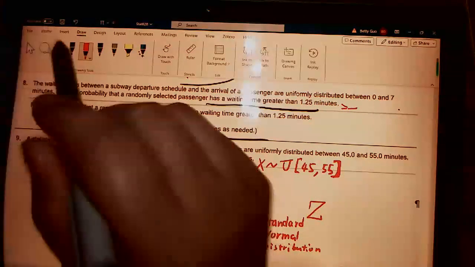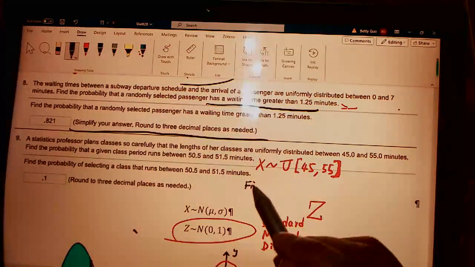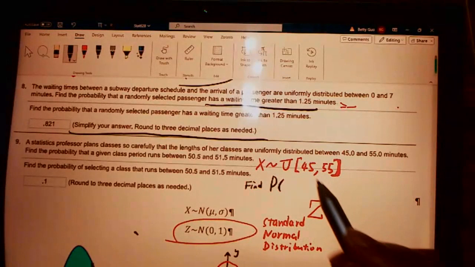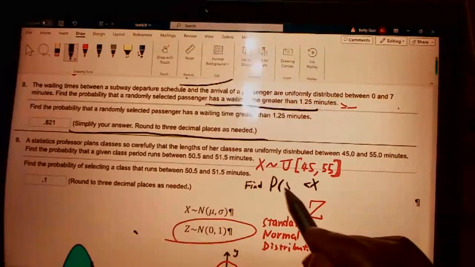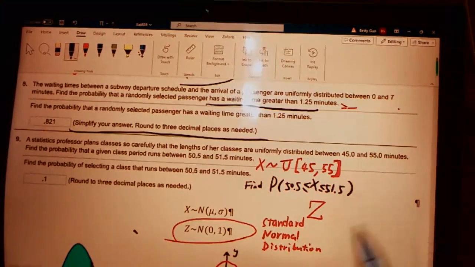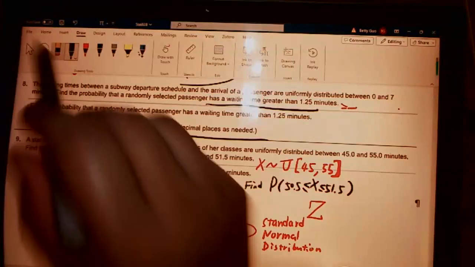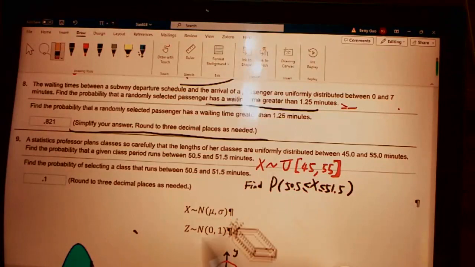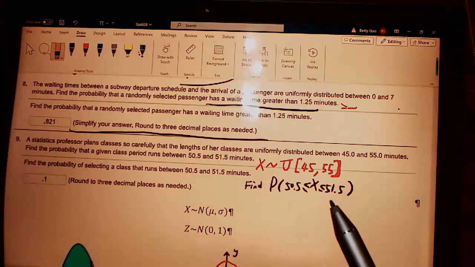We need to find the probability that a given class period runs between 50.5 and 51.5. That's what we want, right? That's the probability we are trying to find. X is uniformly distributed. We are looking for the probability that X is bigger than 50.5 and less than 51.5. So let's see how we do that.